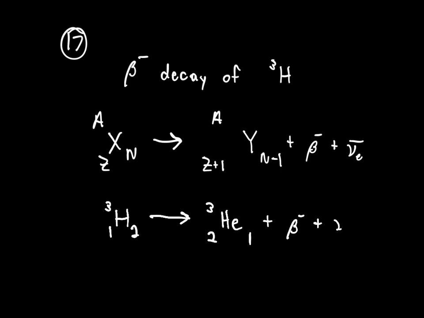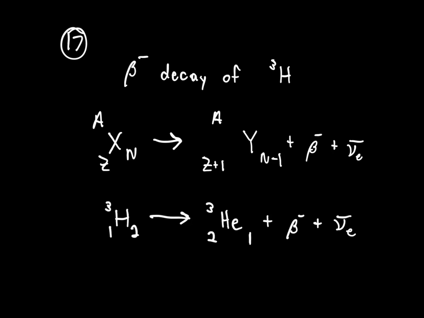Plus an electron, plus a neutrino. Here's what we start with. We know all of this because we were given the hydrogen with the 3 up top. We know that Z is equal to 1 for hydrogen, that's its atomic number. And we know that N is equal to 2 because we need to get that mass number equal to Z plus N. Then we go over 1. So we know all the numbers that we have here.